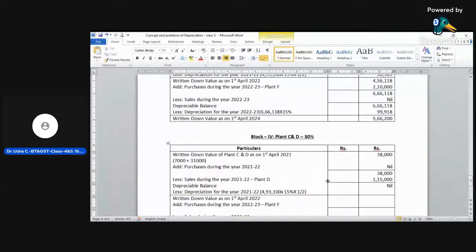Okay, so depreciation for this period is nil because there is no WDV or depreciable balance. So in the beginning only I said, when there is no depreciation, though there is an existence of asset. Look at here, plant C and plant D were there, but there is a sale of only plant D during the year. But then also the depreciable balance is nil, though there is an existence of plant C. Plant C existed, but since plant D is sold for a higher amount, the depreciable balance is reaching nil. So when the depreciable balance is nil, even though there is existence of plant C, we will not charge depreciation for this.